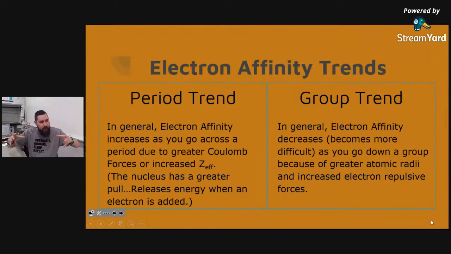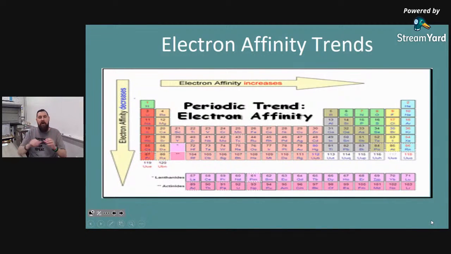I've got this large radius, and adding in an electron is going to increase those repulsive forces and push that radius even further out. That nucleus is going to have an extremely difficult time trying to keep that electron in place. So as a result, it's very difficult to add an electron to a large radius. So this is why we see the period trend and the group trends that we do. So on the periodic table, again, as you go across, electron affinity increases, electron affinity decreases as you move down a column.